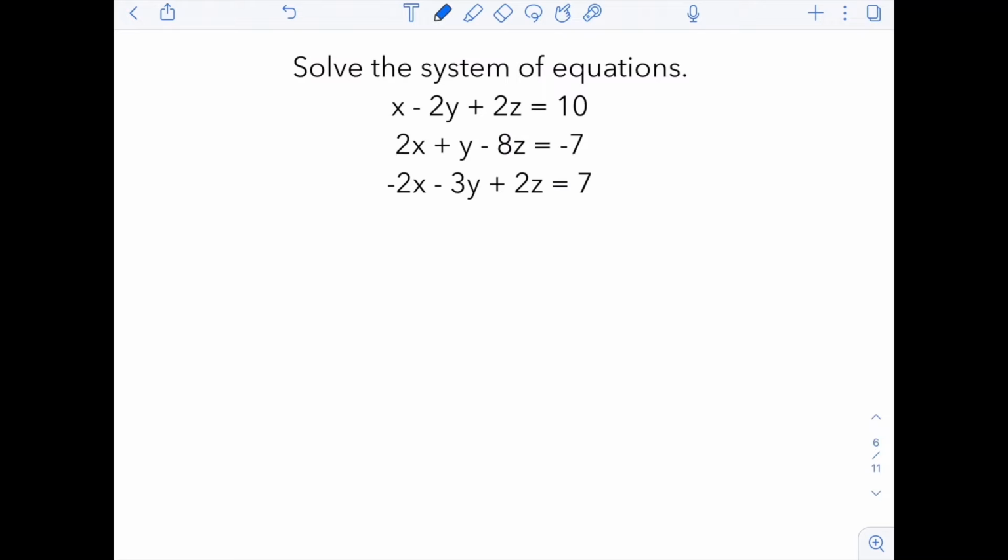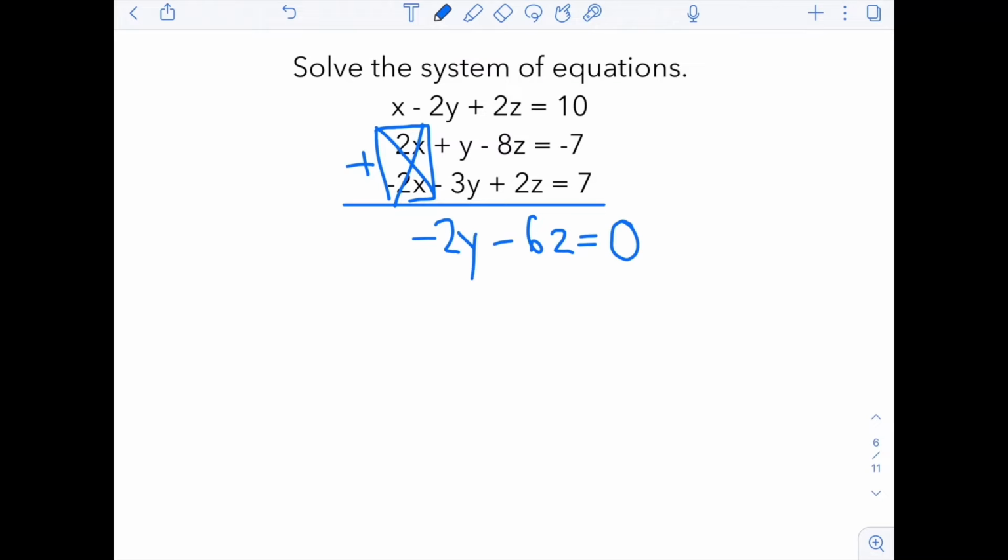So looking at this, I see that we have a 2x and a negative 2x right here. So what we can do is add these two equations together, and the x's will cancel out. So 2x plus negative 2x cancels out. And we have y plus negative 3y, so that's negative 2y. And negative 8z plus 2z, that's negative 6z. And negative 7 plus 7 is 0. So now we have this new equation with just y and z.